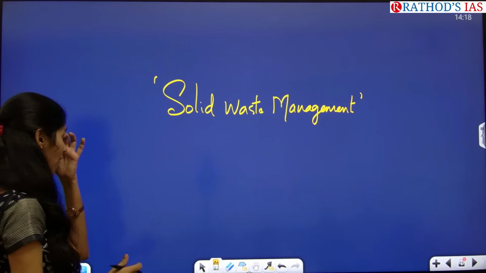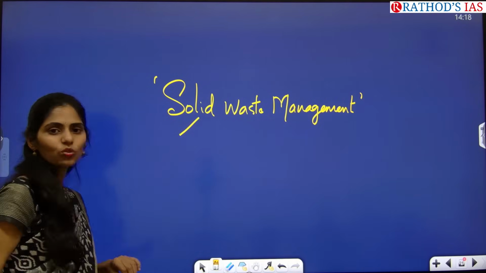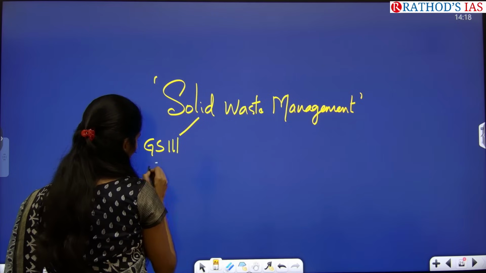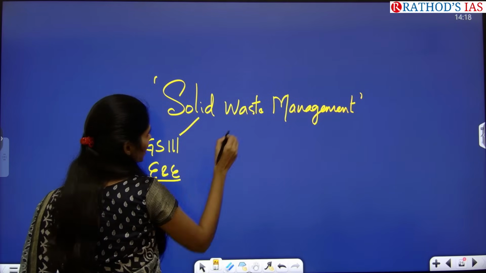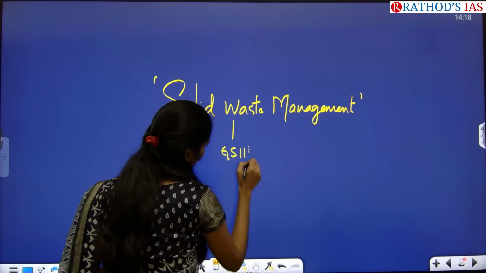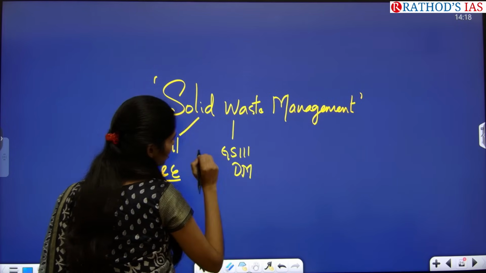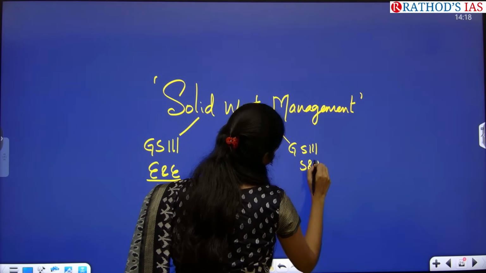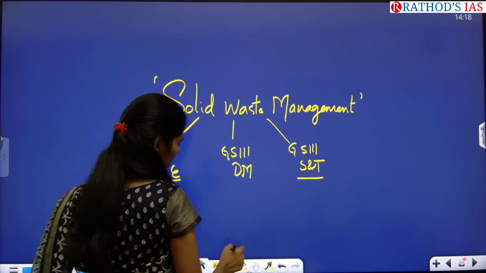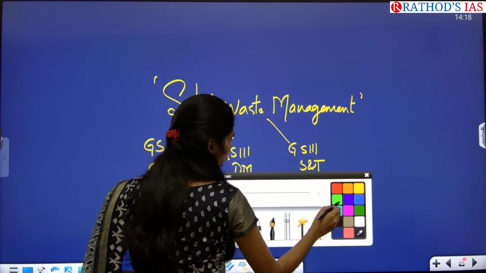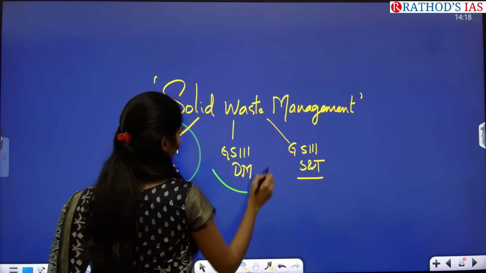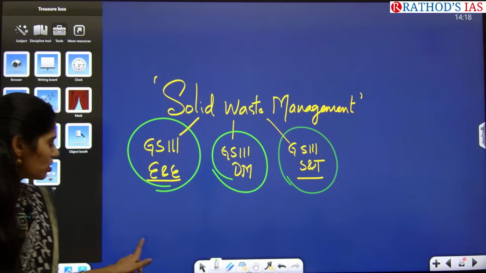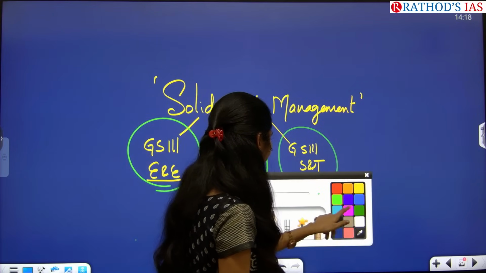Okay, so what you have to know, before that, from which subject can we cover this? We have GS paper 3 from environment and ecology, and from GS paper 3 itself we have disaster management, and science and technology. So in these three subjects we can connect this topic clearly: environment and ecology, disaster management, and science and technology. Now let us see this in detail.